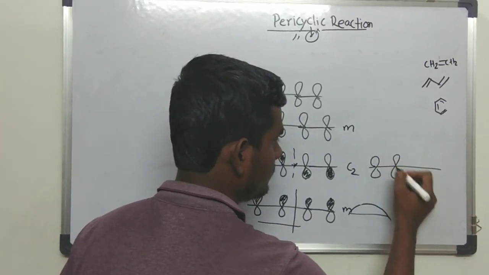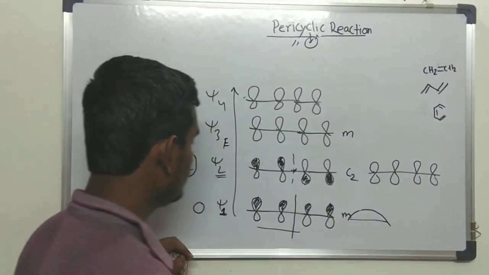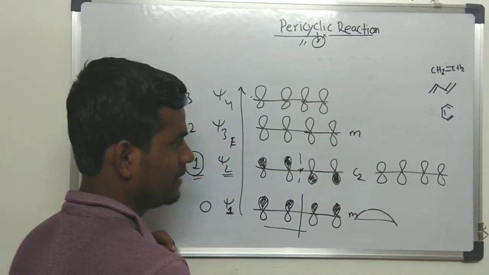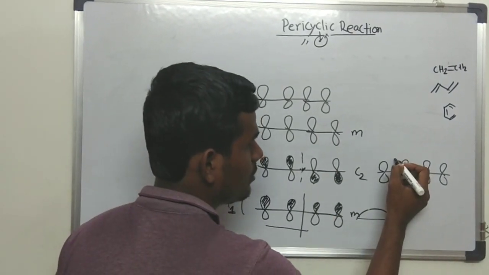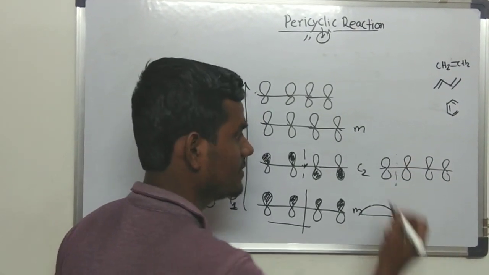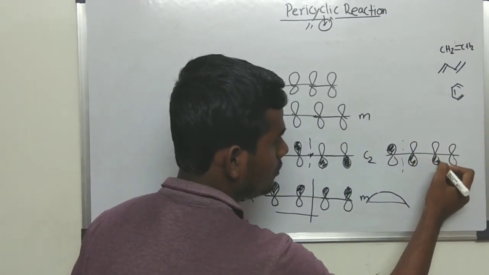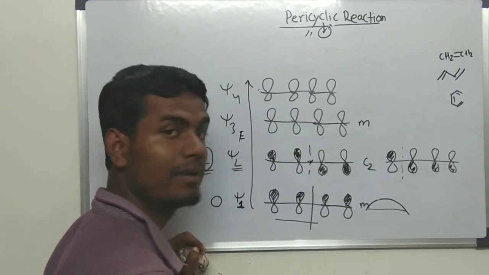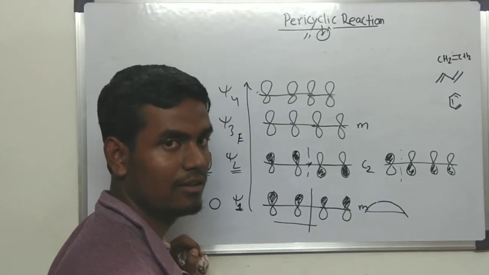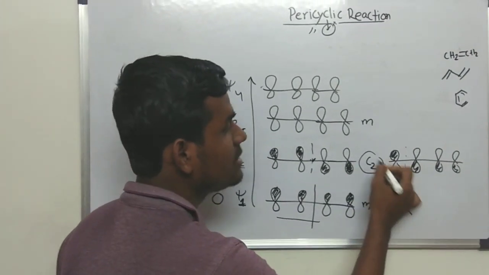I am showing it here. What you know is that there will be one nodal plane. So by mistake you thought, why not put the nodal plane here? Let's draw it. I can also draw it like this. This will be my bonding. Here also there is one nodal plane, but this can't be the molecular orbital. Why? Because it doesn't contain the C2 symmetry.